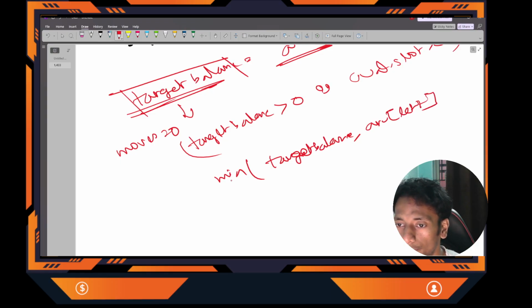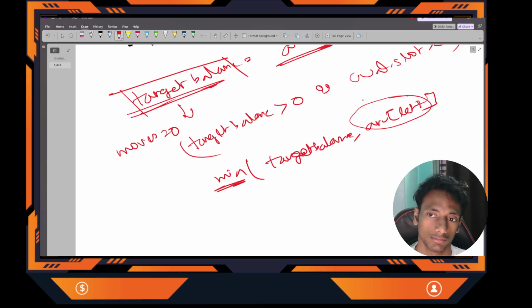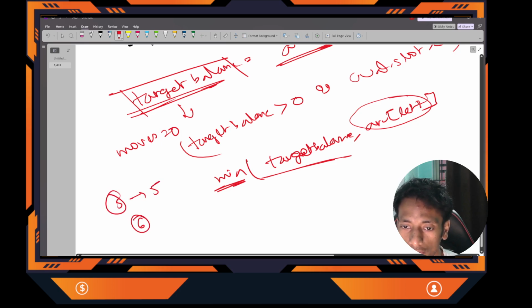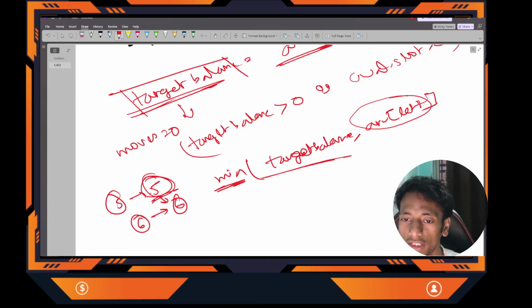Why am I taking the negative of this? Because it may be possible that the person on the left has a balance of 10, but our target balance is still 5. So should I transfer all those 10? No, because I want to achieve only non-negative. That means I want to transfer only amount 5. If I transfer 6 or 7, then it will take more number of moves. If I want to transfer amount 5, it will take 5 moves. If I want to transfer 6, it will take 6 moves. But our target is the minimum number of moves. So that's why we take only as much as is needed, not extra, right?